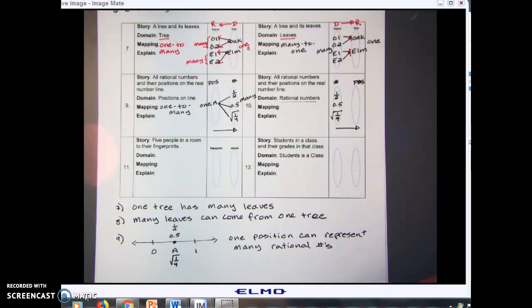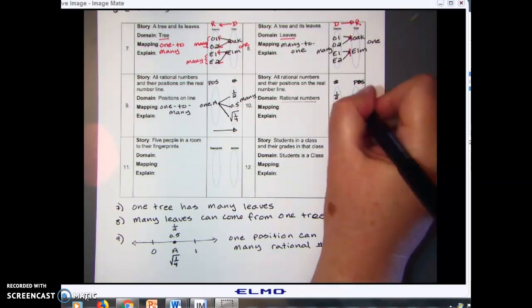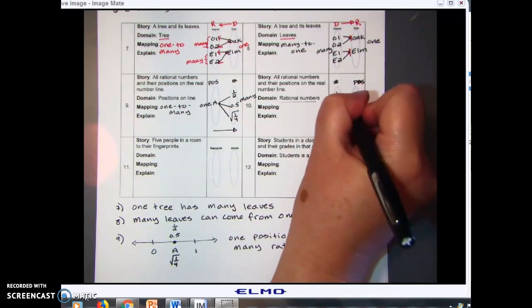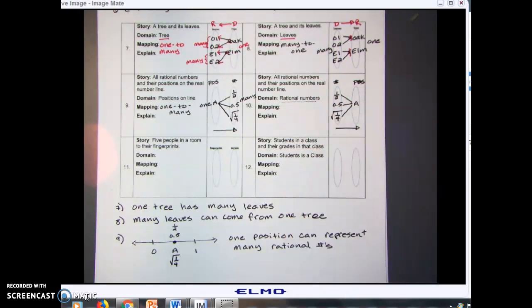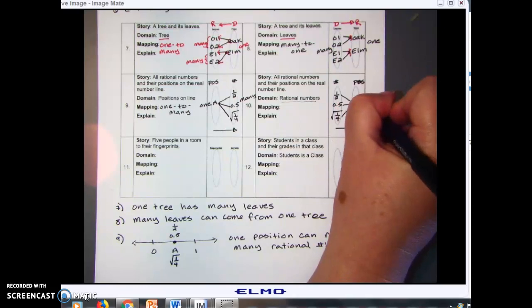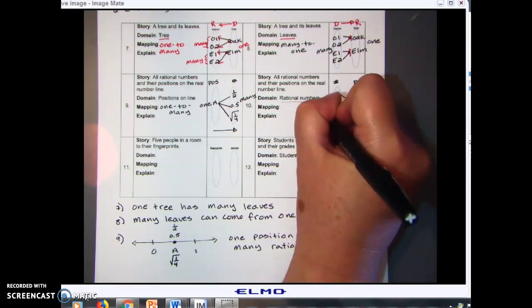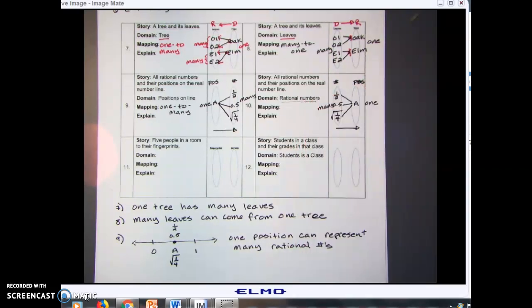Recognize there's infinitely many numbers in this set. This is just a small subset of that. And the position on the number line was A, so 1/2 is located at A, 0.5 is located at A, and the square root of 1/4 is located at A. So they all meet at one point on this side, so it's many numbers converging to one point.